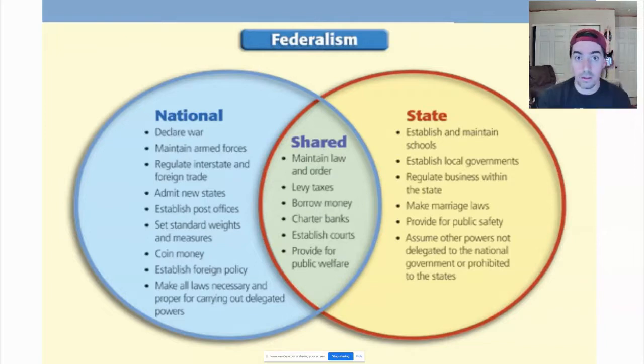Now, in the middle, you can see the shared column. These are things that both the federal government and state governments are allowed to do. Maintain law and order. That means that you can break a law that violates the federal government and the state government at the same time, or one or the other, depending on what you did. Don't do anything bad, ever. All right, levy taxes, borrow money, charter banks, establish courts, and provide for the public welfare, aka police stations, fire stations, building highways and roads, things like that. So doing things that help out with the good of people.